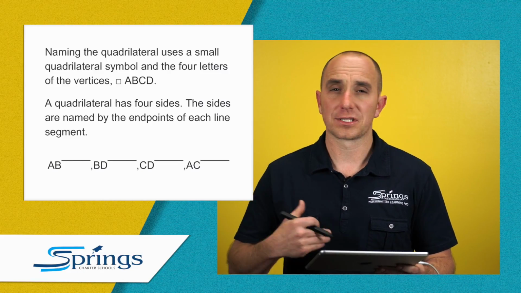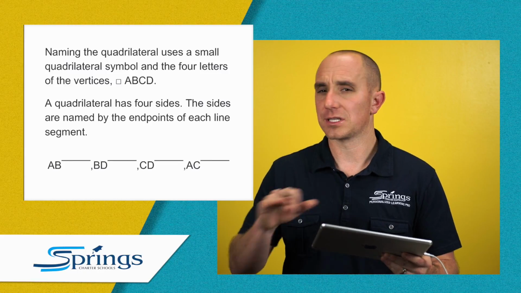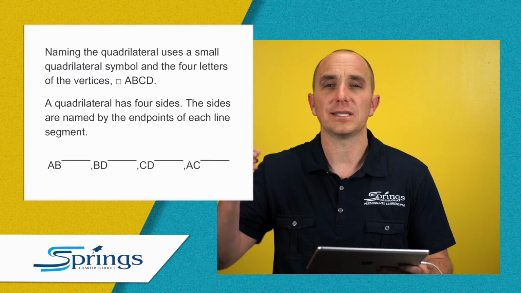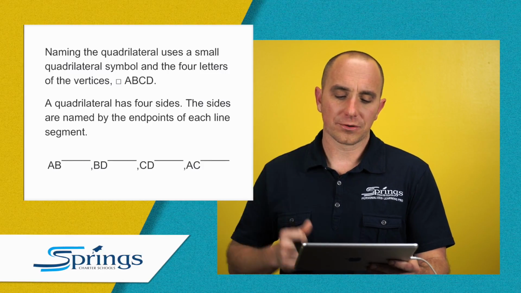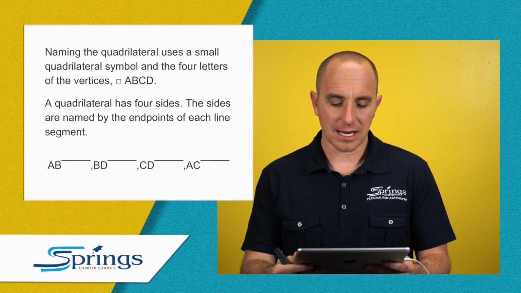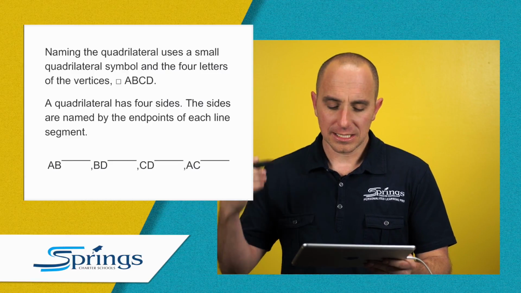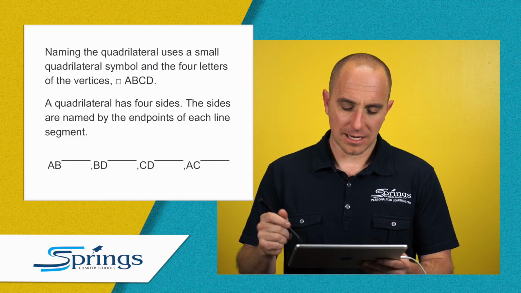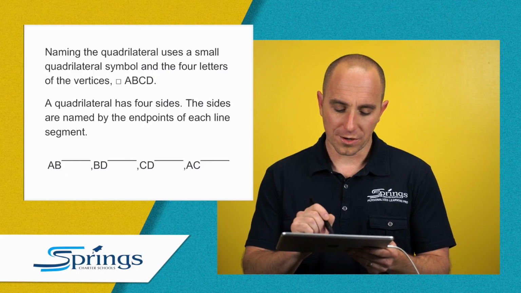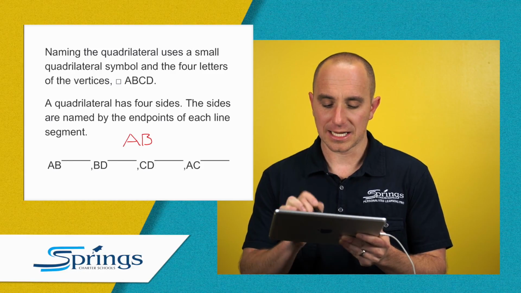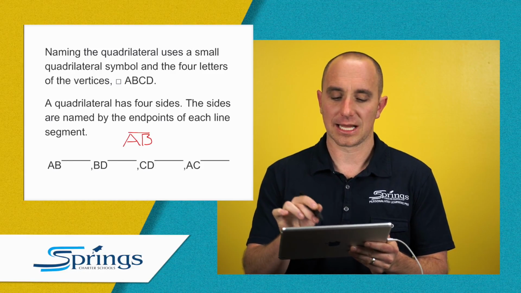All right, now, naming a quadrilateral uses the small quadrilateral symbol and the 4 letters of the vertices. Now, the quadrilateral symbol is just a square, and then you just name the vertices. In this case, you have your little square, your quadrilateral symbol, and A, B, C, and D. Now, a quadrilateral has 4 sides, and the sides are named by the endpoints of each line. So you'd have side AB, BD, CD, and AC. And as you can see here, you just kind of go in alphabetical order. And then if I were to really write it, I think it's better if you write, excuse me, side AB, and you put the line above it because it's a line segment.